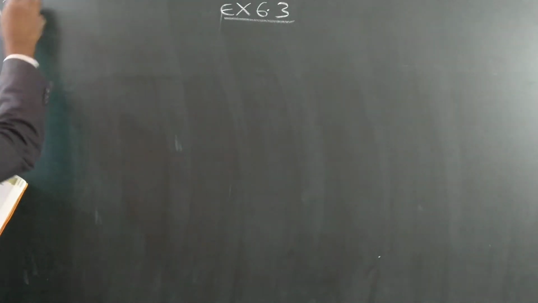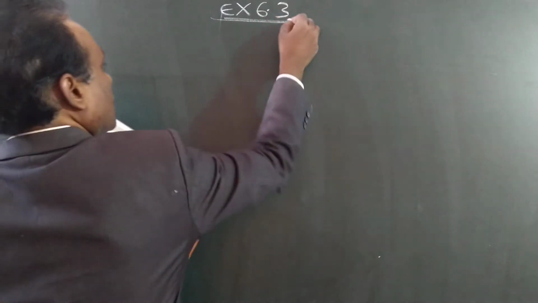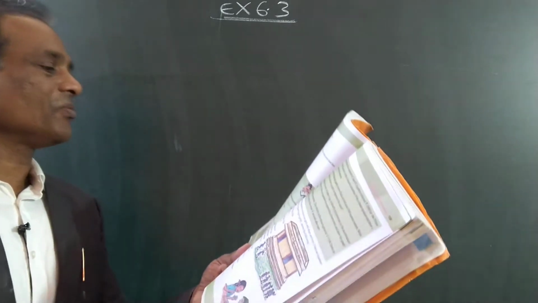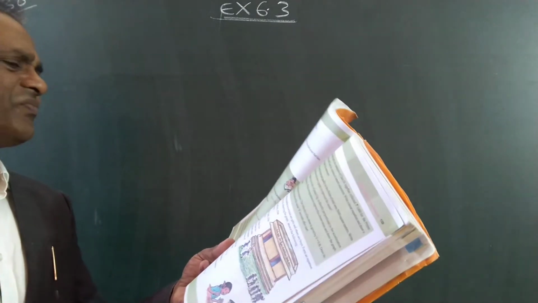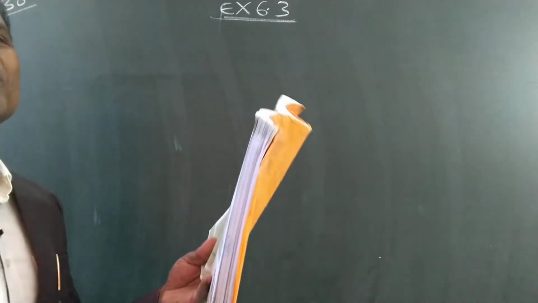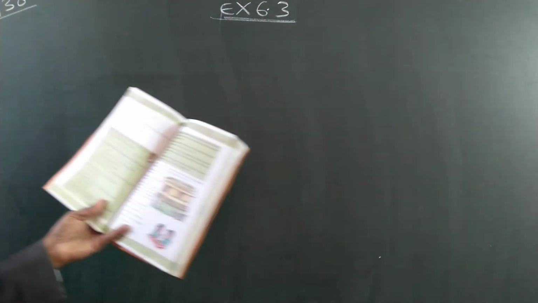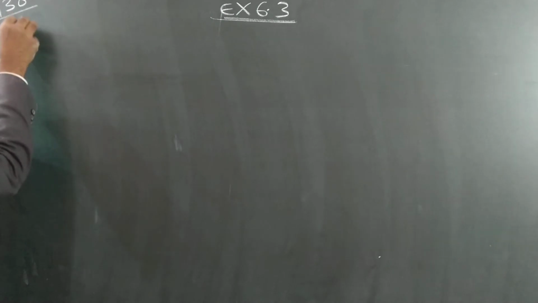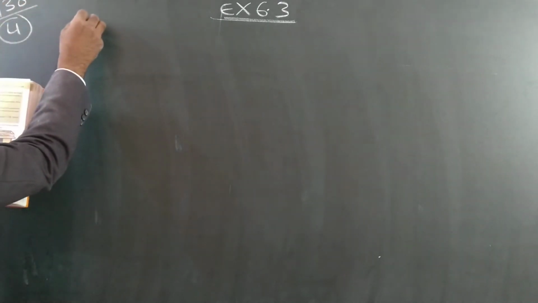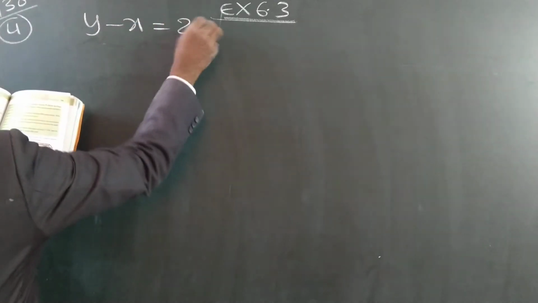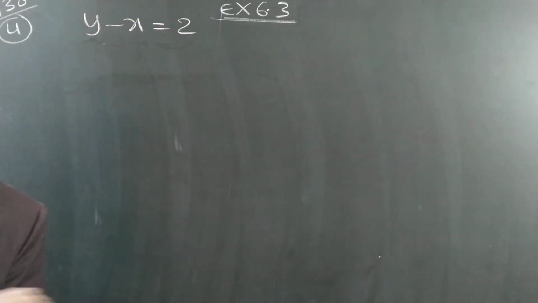Page number 138. Three problems we completed. Fourth, fifth, sixth also, every problem is a graph, just drawing the graph. So fourth problem: draw the graph of y minus x is equal to 2.